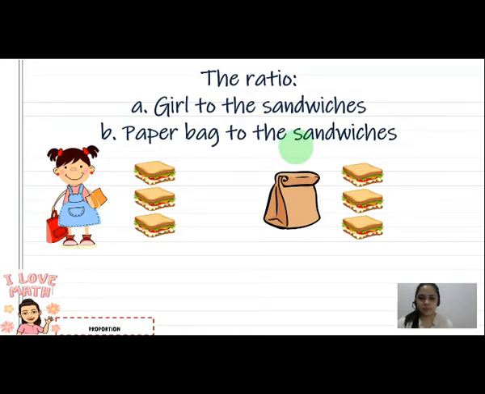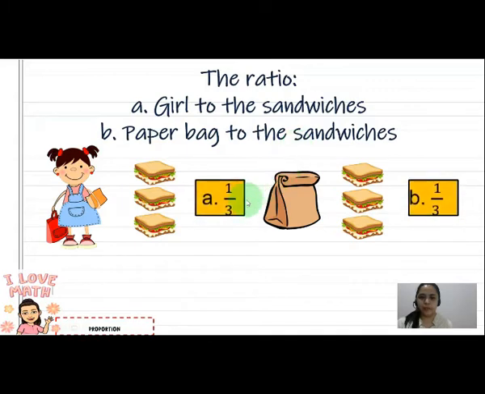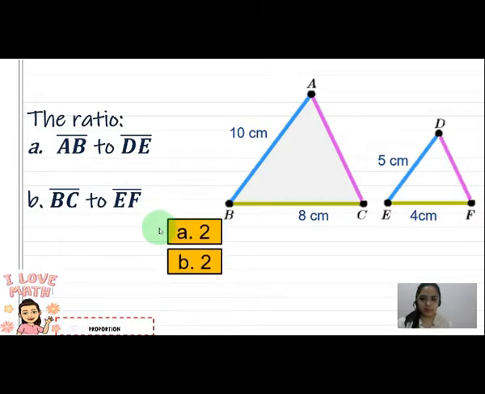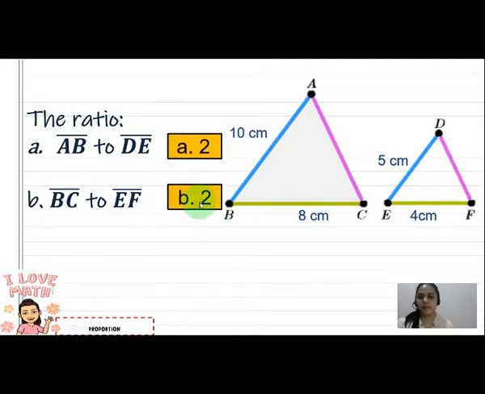So the answers are, for letter A, we have 1/3. And for letter B, we also have 1/3. Number 3. You're going to give the ratio of the side AB to side DE, and side BC to side EF. Okay, so the answers are, for letter A, we have 2. And for letter B, we also have 2.